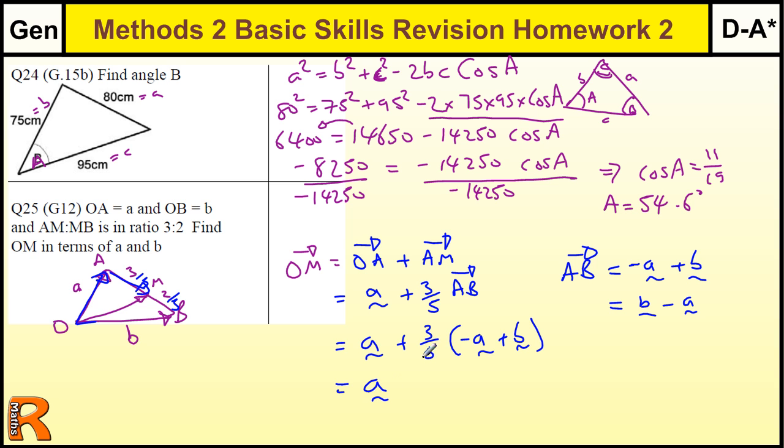So I've got A, I'm going to multiply this out. So I've got 3/5 times minus A, which is minus 3/5 A. And 3/5 times B is plus 3/5 B. And A, take away 3/5 of A, is going to leave me with 2/5 of A. So that's 2/5 of A, and I've got plus 3/5 of B, and there's my answer.